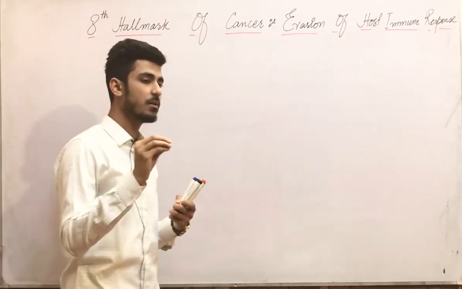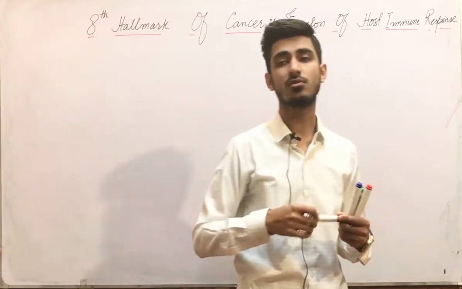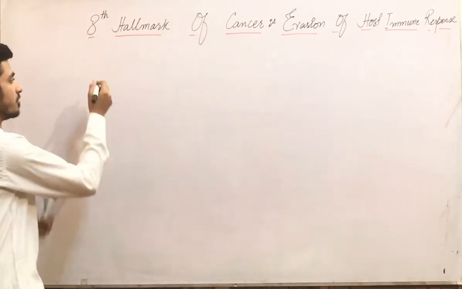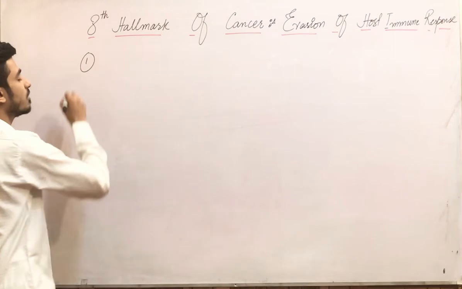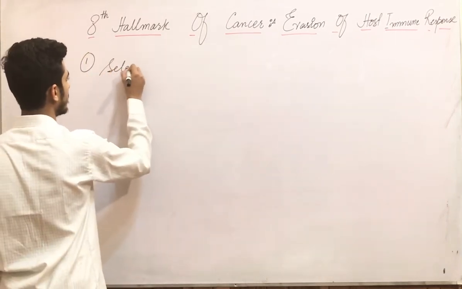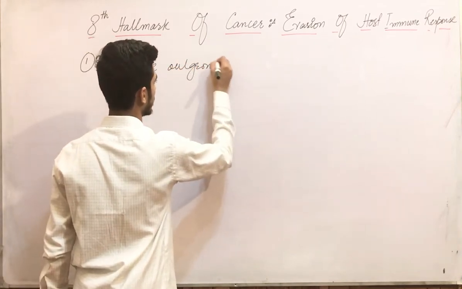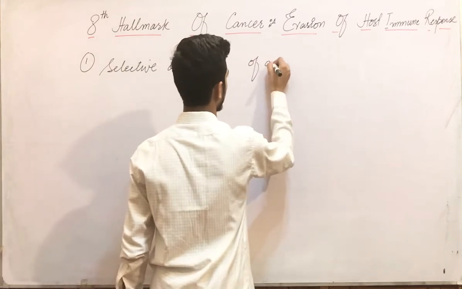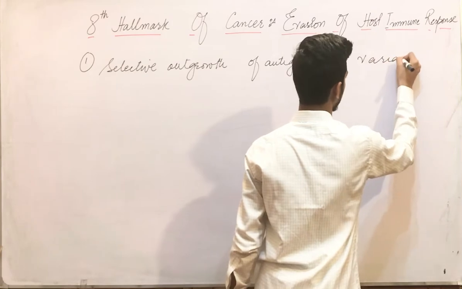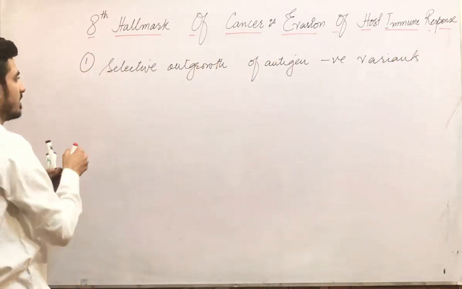Clear? So you have to remember 5 to 6 points regarding what the tumor cells do in order to develop cancer in immunocompetent individuals. We are moving on with our first point, that is the selective outgrowth of antigen negative variants. Now I will be explaining this very easily.